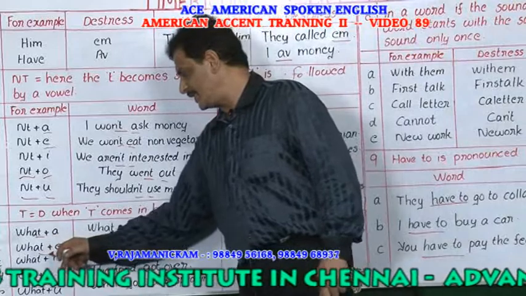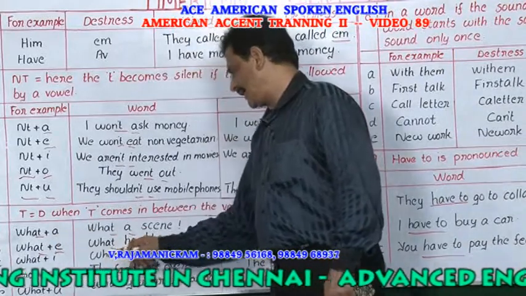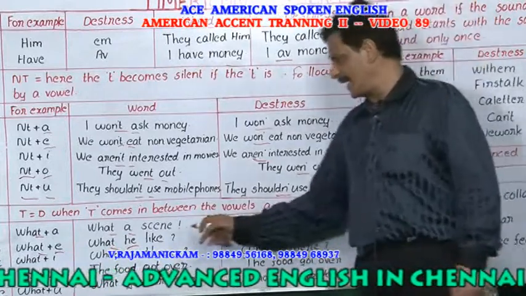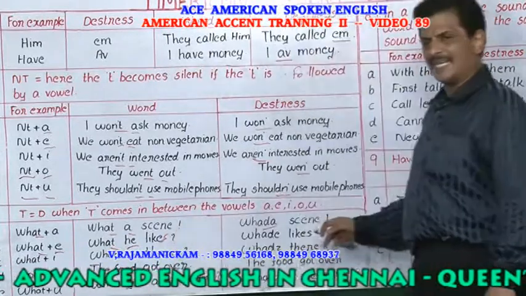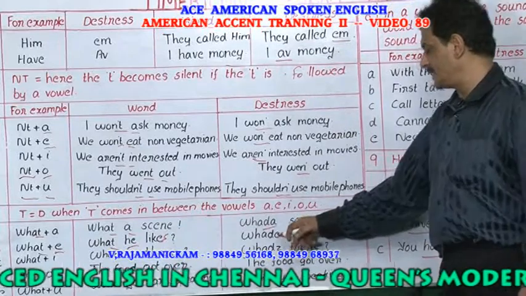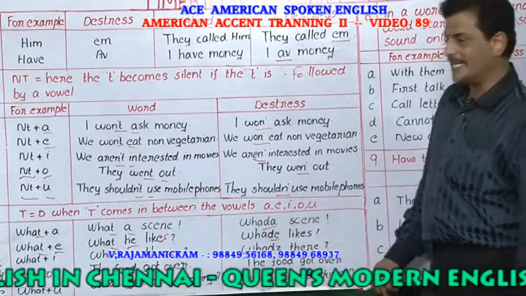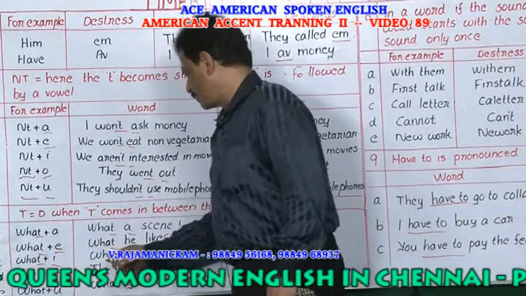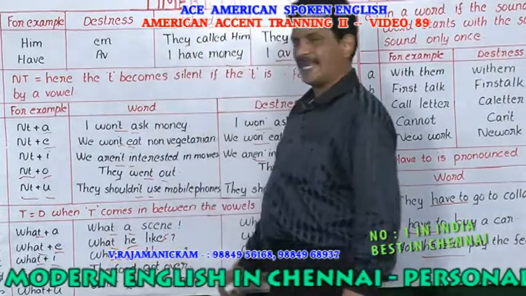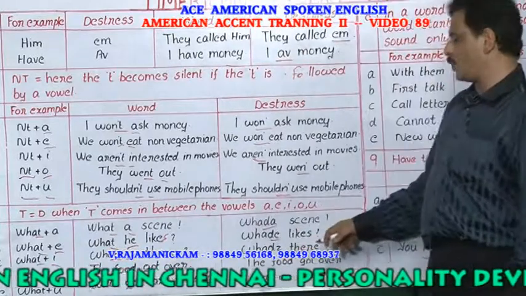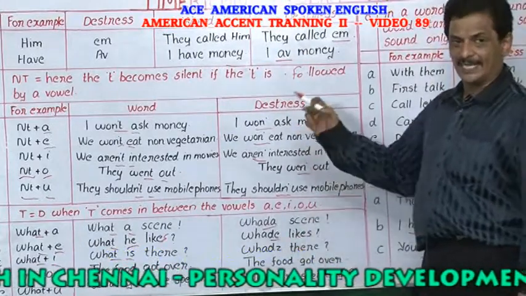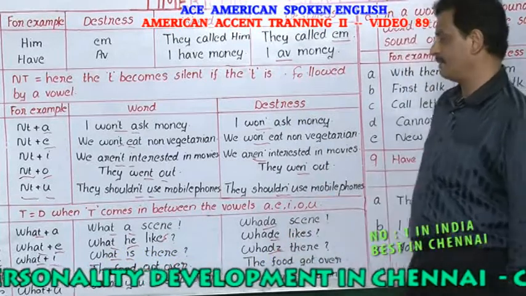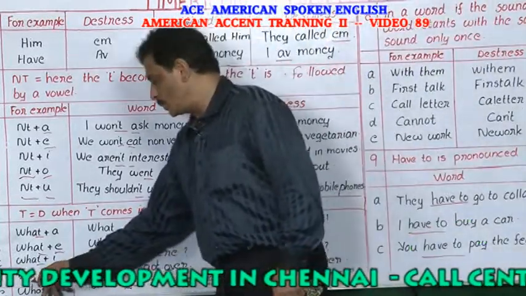See, after T, E comes. What he likes. What he likes changes into what he likes, with a D sound. What plus I, T plus I. What is there? So what's there? You should not say what is there with a T. T is changed into D. What is there? See T plus O.